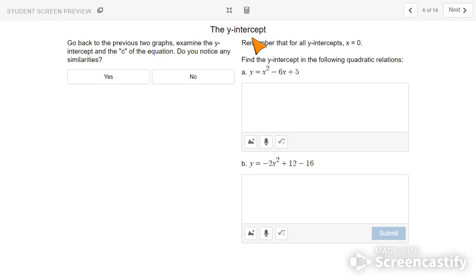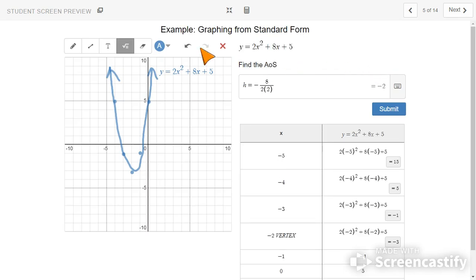Now one more thing. Let's talk about the y-intercept. I want you to go back to the previous 2 pages and examine the y-intercept and the c of the equation. Do you notice any similarities? Okay, so let's go back this slide. Our y-intercept happens at 0, 5. The equation y is equal to 2x squared plus 8x plus 5.